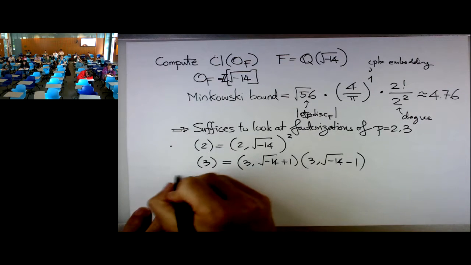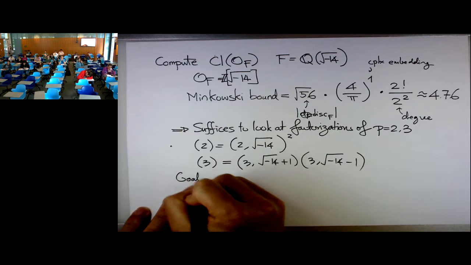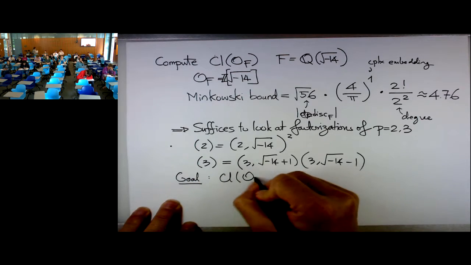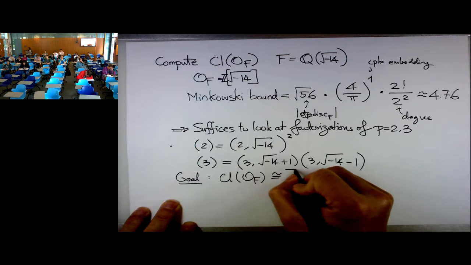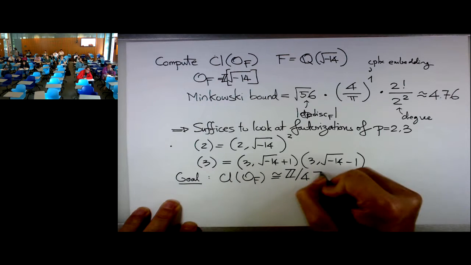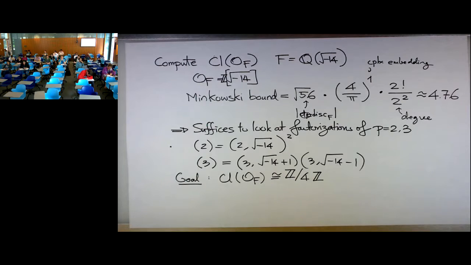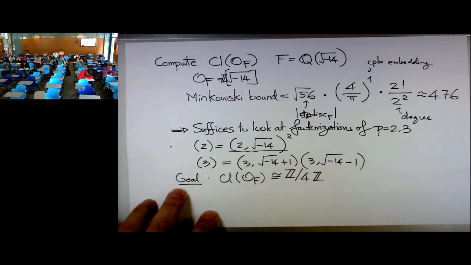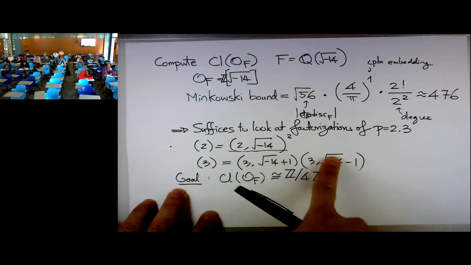So the goal is to prove that the ideal class group of O_F is a cyclic group of order 4. Basically, the 4 elements will be represented by the principal ideals, the ideal class of 1, the ideal class of this (2, root of negative 14), and these two ideals here.